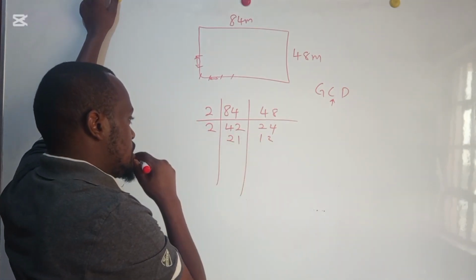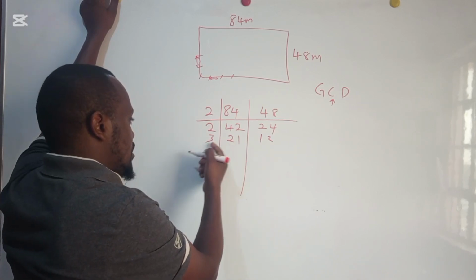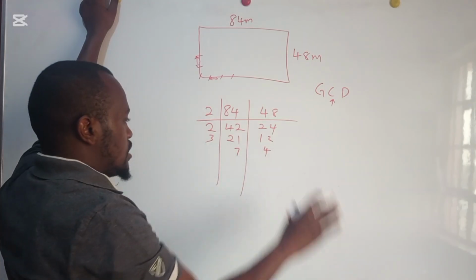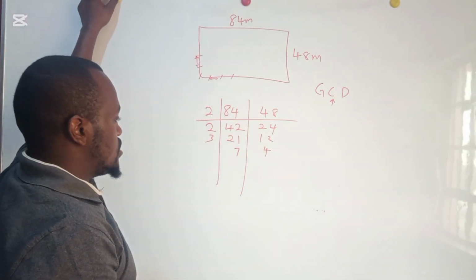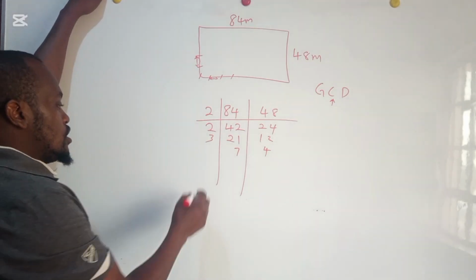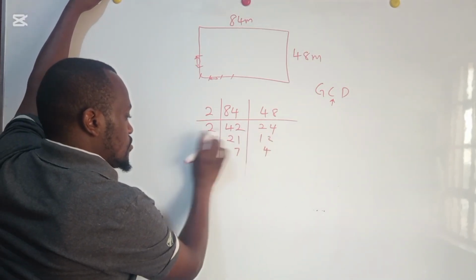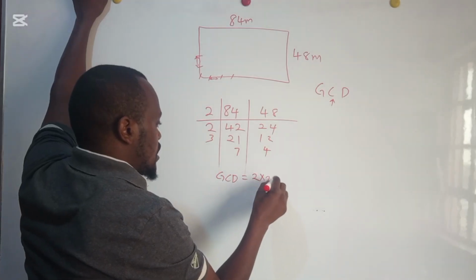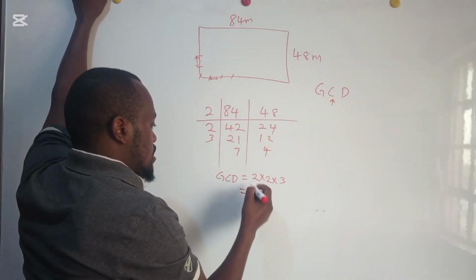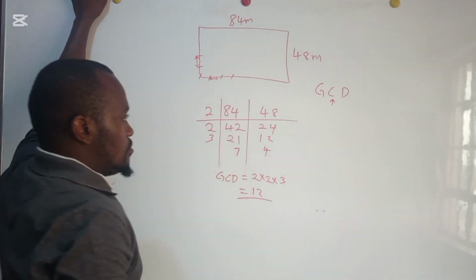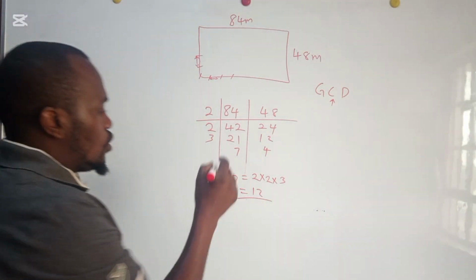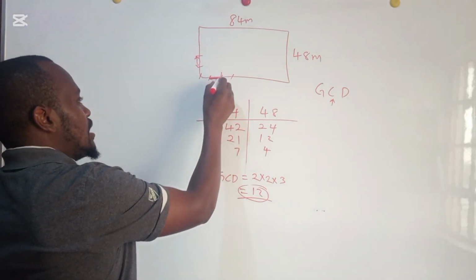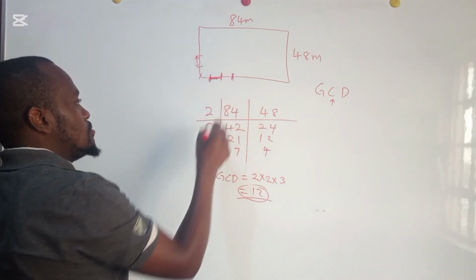You cannot divide by 2 anymore. You take 3. 21 divided by 3, 7. 12 divided by 3, 4. There is no other number that you can use to divide the two. So the GCD is 2 times 2 times 3, that is 12. That's the GCD. So what does 12 mean? 12 is the largest distance that can be between these posts.